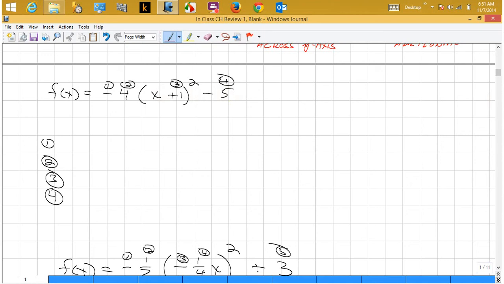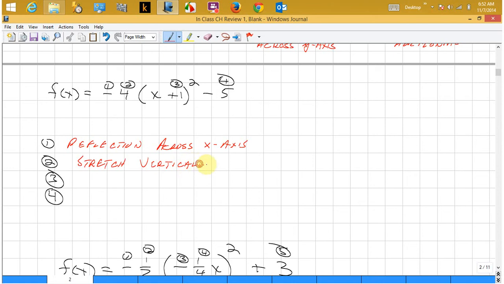Here's one, and what we see is that we have a negative outside. Now look, the parentheses are here. The negative and the 4 are not in the parentheses, so this is a Y effect. So the negative will be a reflection across the x-axis. Then we've got a 4, which is a Y effect. That's going to be a stretch because it's greater than 1, and it's going to be vertical because it's a Y effect by a factor of 4.